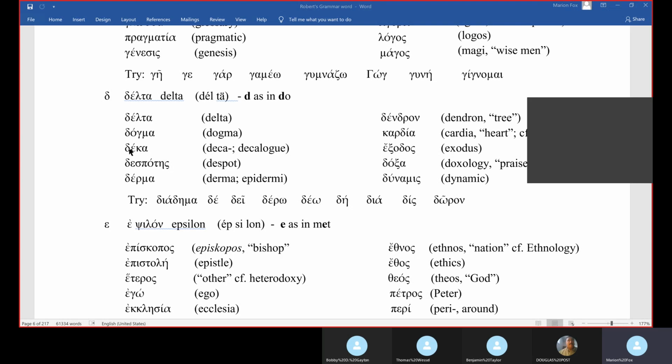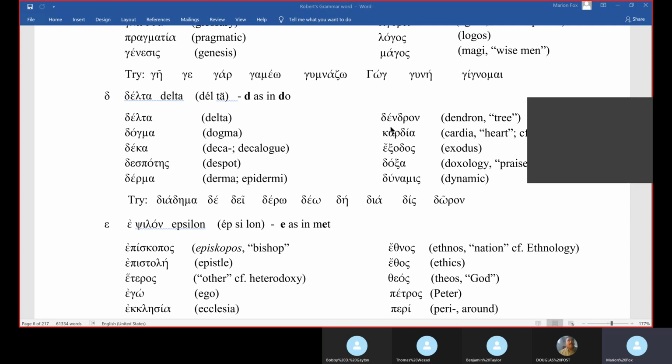Deca, 10. And the despotes, one who is a strong ruler. Usually, it does not carry the idea of considering the needs of the other person as much as the kurios ruler does. This person may be a dictator, may not be, but they're all powerful. Derma, of course, our English words epiderma, endoderm, and so forth are used for skin. Dendron is a tree.